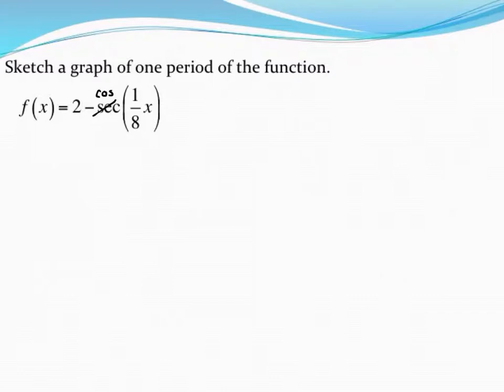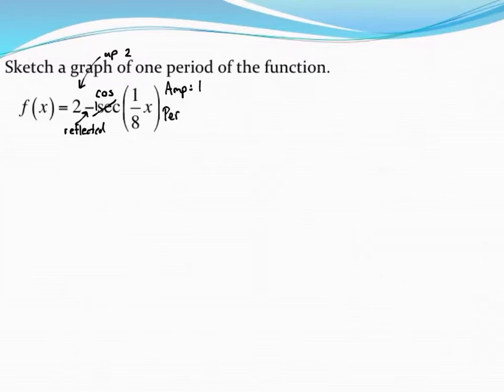So some things I want to note. First of all, the amplitude of the cosine wave would just be 1, since that's the a value in this case. I'm going to note that the graph has been moved up 2, since there's a positive 2 k value. So my midline will be moved up 2. Also, since that amplitude was negative, my graph will have been reflected this time.